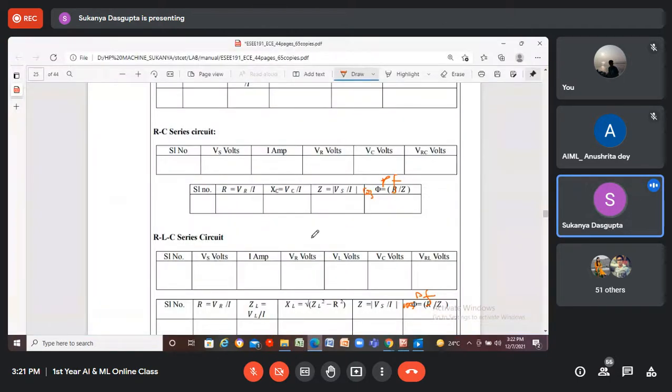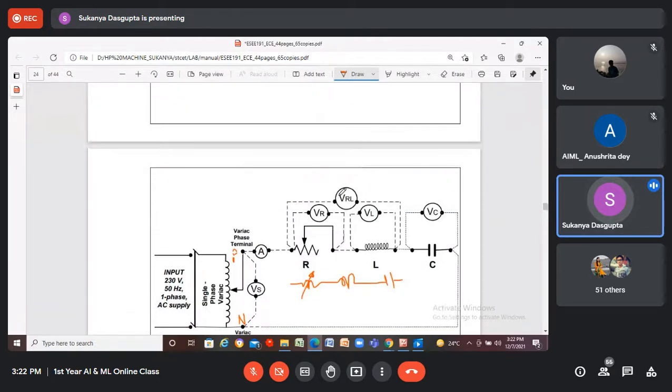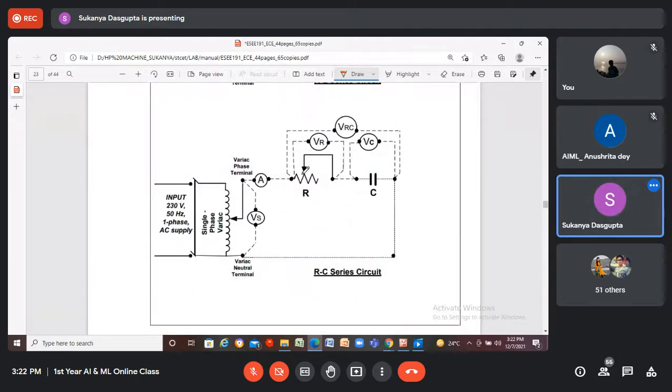Okay, then what to do? You can calculate it from these two readings. Look at the circuit diagram. What is VRC? VRC is measuring the potential difference between these two points, this point and this point. So VR minus VC is equal to VRC.